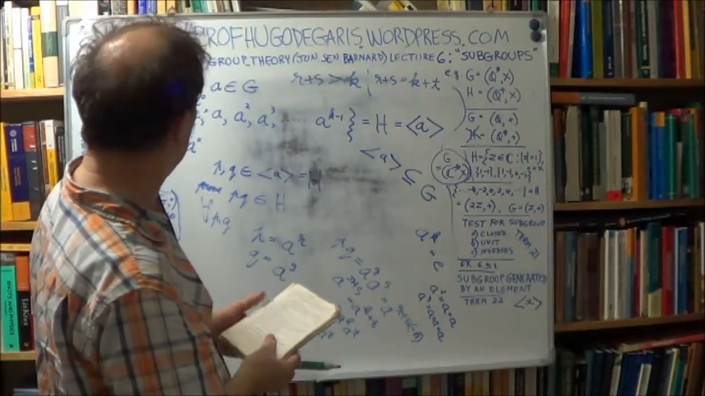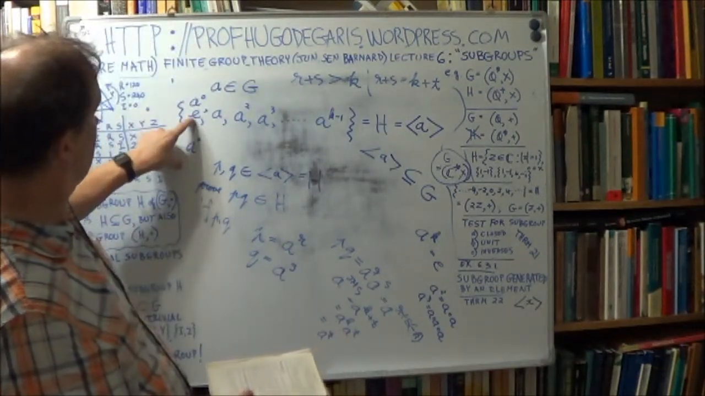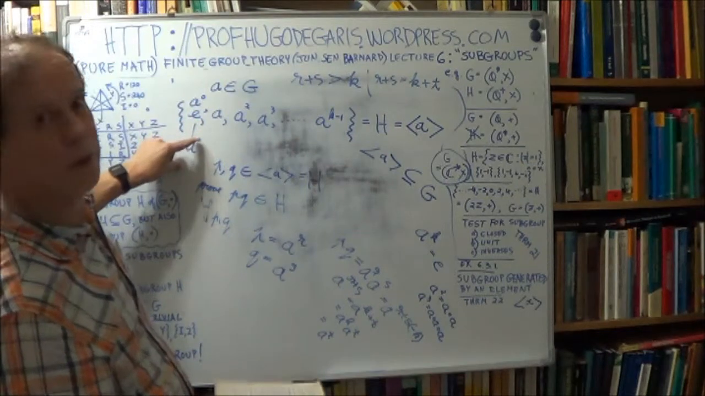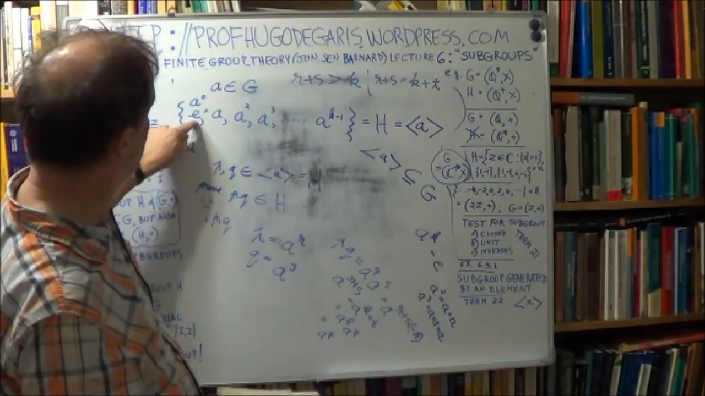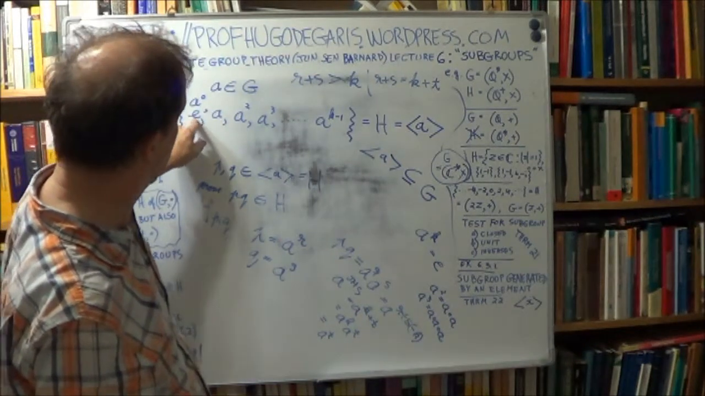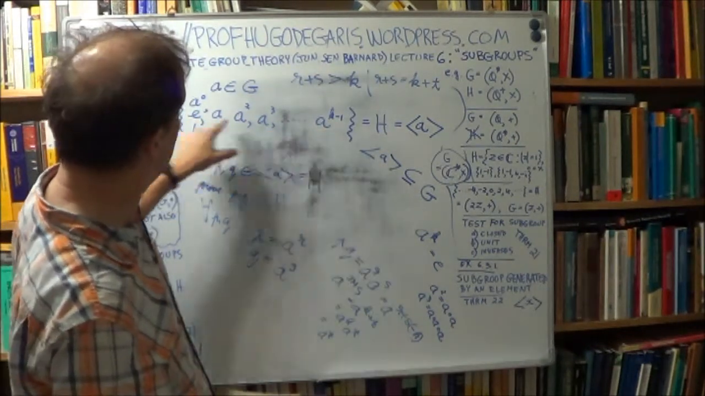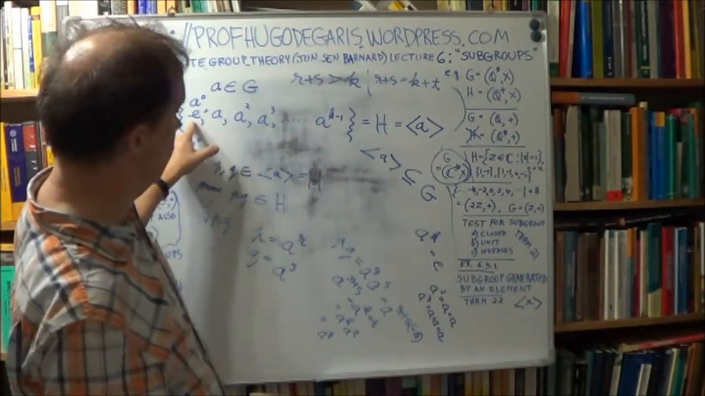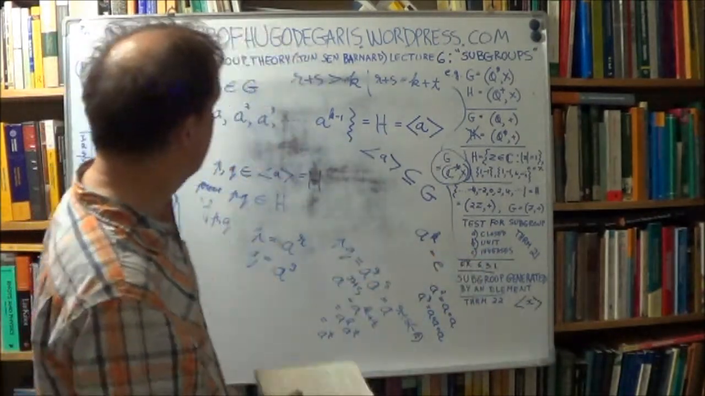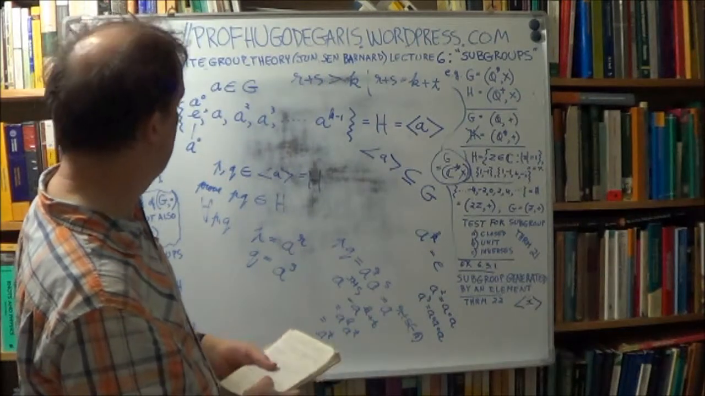The unit, well, the unit's just A to the naught. Any element to the naught is just the unit, and that's in this set, right? So E belongs to H. So we have the unit. And our inverses, how to do that.